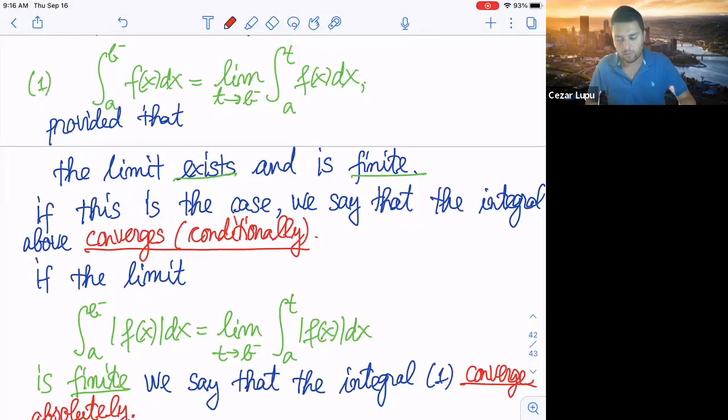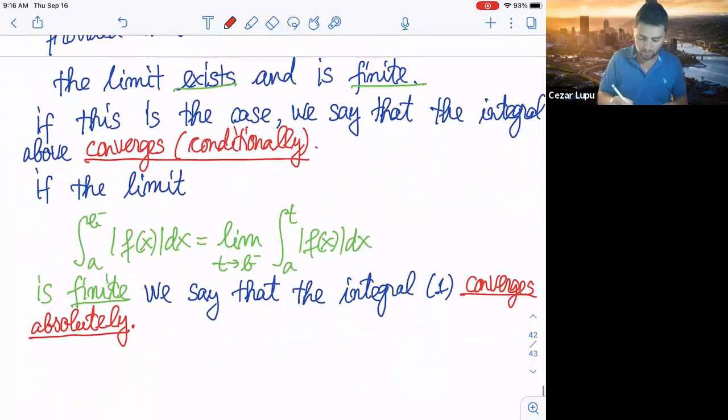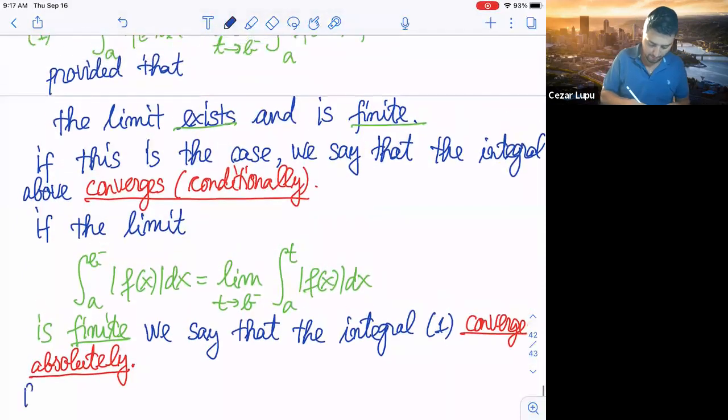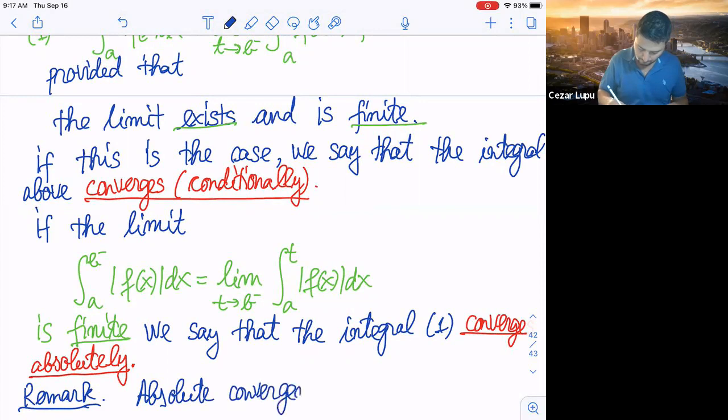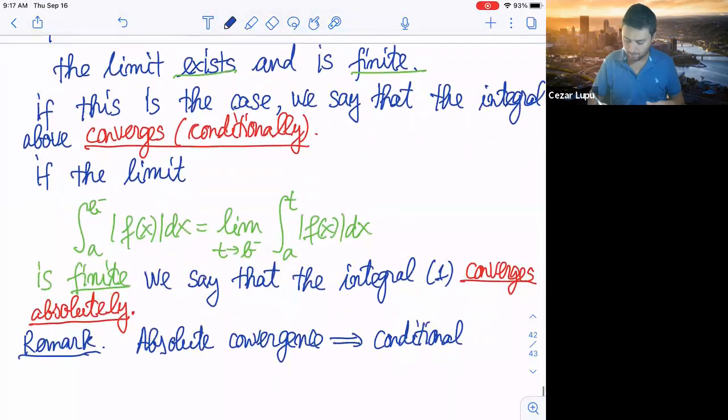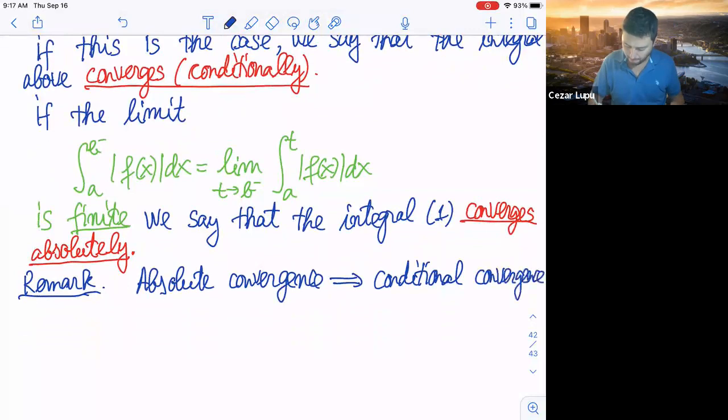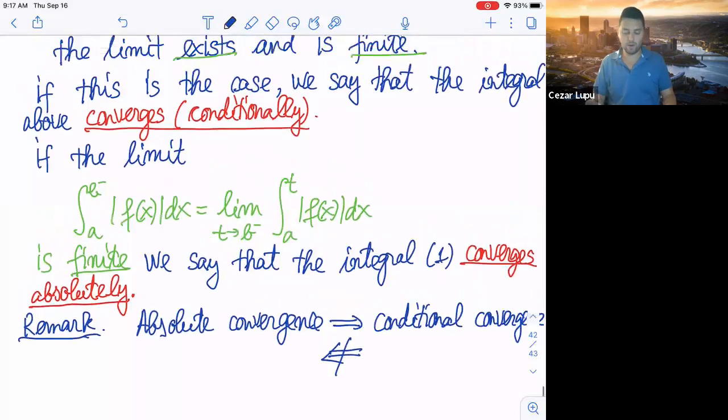And now the question is, in general, which one implies which one? Does absolute convergence imply conditional convergence, or the other way around? Well, it's pretty obvious that absolute convergence will imply conditional convergence. So let me point out this remark: absolute convergence will imply conditional convergence, but not the other way around.